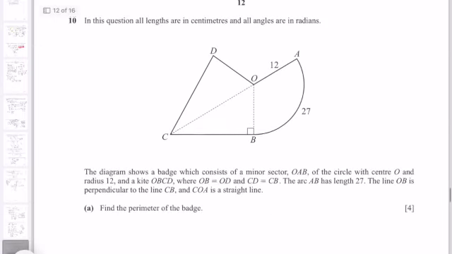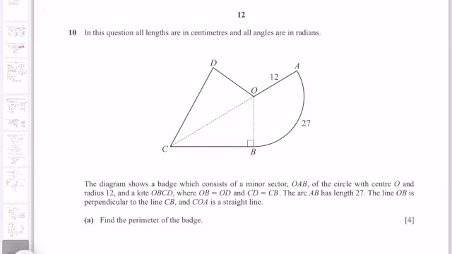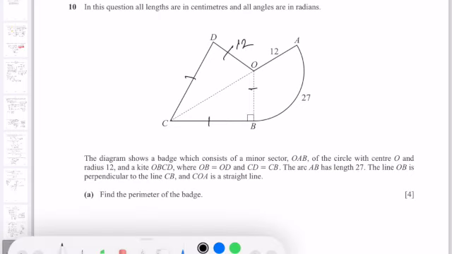Now let us solve question number 10. This is from maybe circular measure. So let's try. In this question, all lengths are in centimeters and all angles are in radians. The diagram shows a badge which consists of a minor sector. But what about BC and CD?